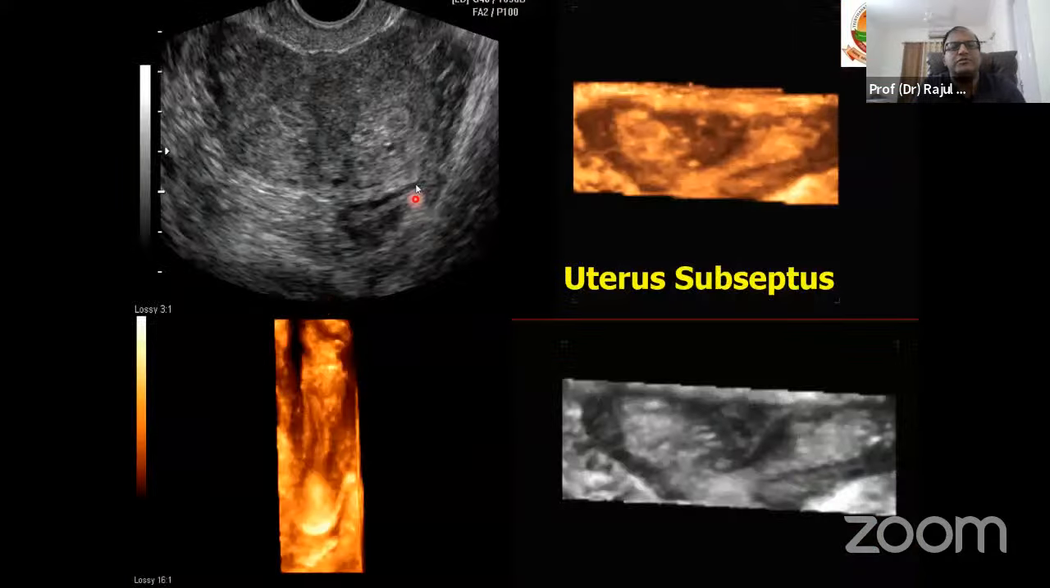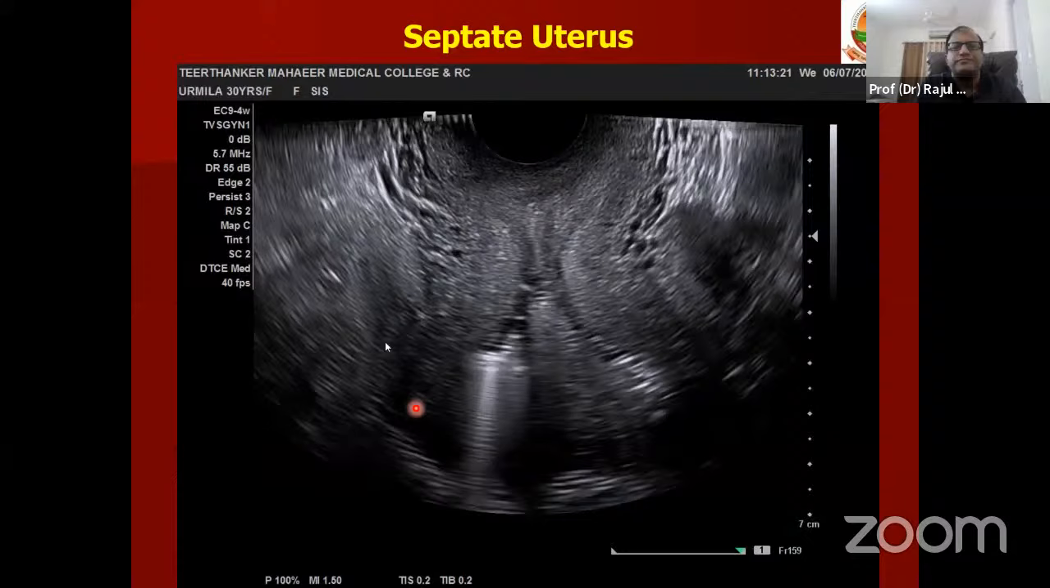So there are few cases. So this is a case of a uterus subseptus. So we see two uterine cavities in the superior part of the cavity, but this is almost corresponding to the myometrium. So it was a myometrial or a muscular septum. So this is just a 3D image in a gray scale and a 3D image in a color scale. And here also we can see a small septum lying within the uterine cavity.